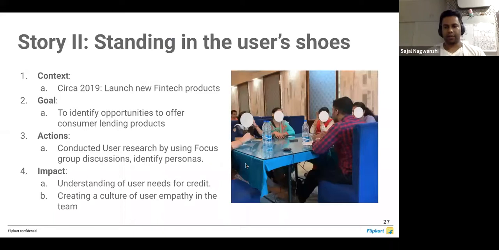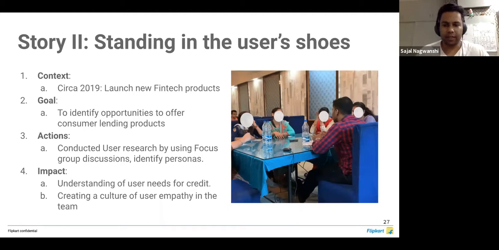Okay, now that brings me to the second story. The story is called Standing in the User's Shoe. This is from 2019 when I was working in Flipkart, of course, in the fintech team. We wanted to identify opportunities to offer consumer lending products to people. We did this by conducting focus group discussions in 2 cities, one in Delhi and one in Bareilly.